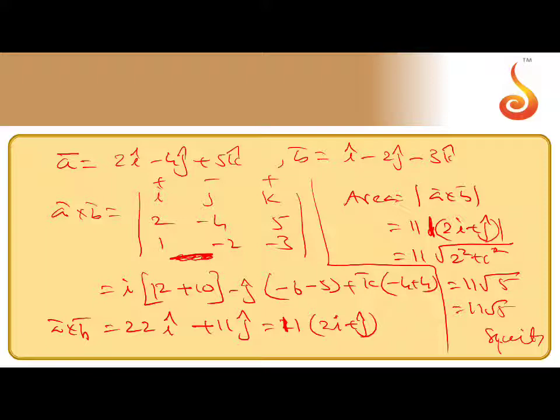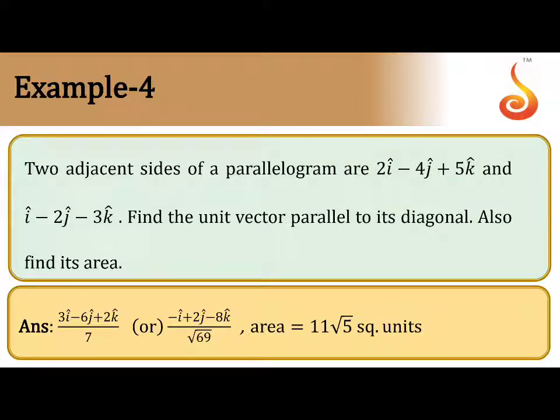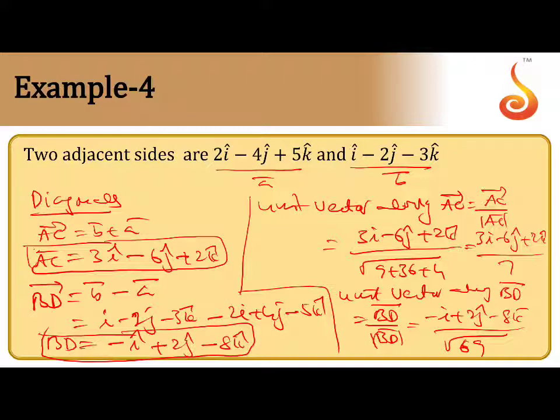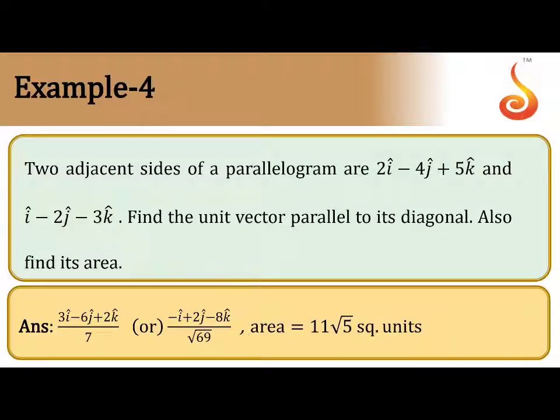So you can check the answers also. Let us take the answers. What did we get? 11 root 5 is the area. The other one is minus i plus 2j minus 8k by root 69. And the other diagonal is 3i minus 6j plus 2k by 7. Check whether what you did is correct or wrong. So the area we got correctly. Now the unit vectors: 3i minus 6j plus 2k by root 49, which is 7, and minus i plus 2j minus 8k by root 69. It's a very good question. Hope everyone understood.